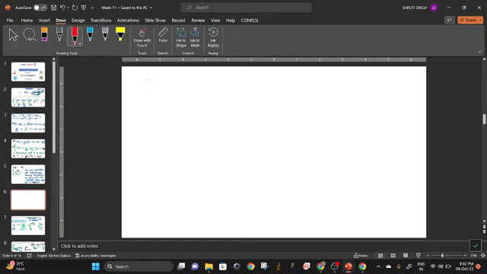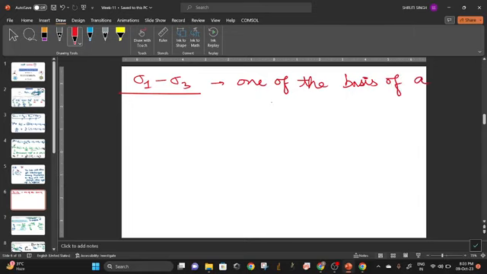So here we have sigma 1 minus sigma 3. This is one of the bases of a two-dimensional representation, right? So when I apply the symmetry operations of the point group D4h, what should happen? Either sigma 1 minus sigma 3 should remain sigma 1 minus sigma 3, or else it should give the other basis.